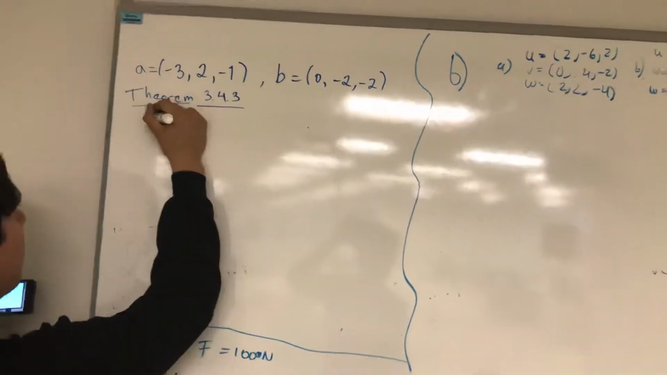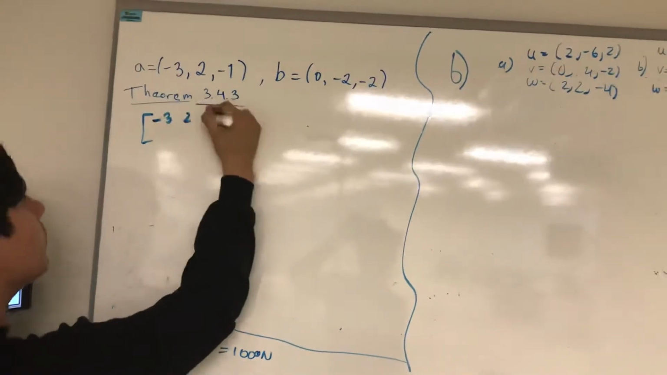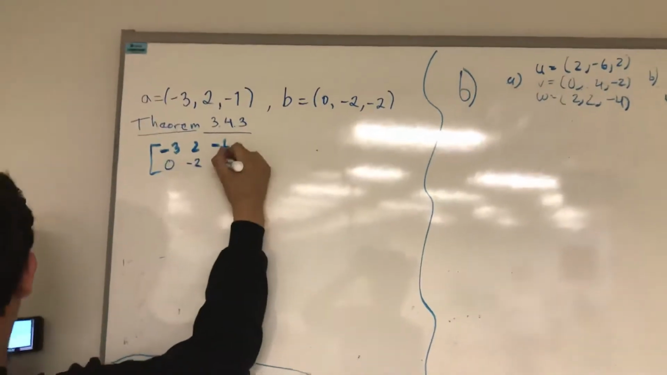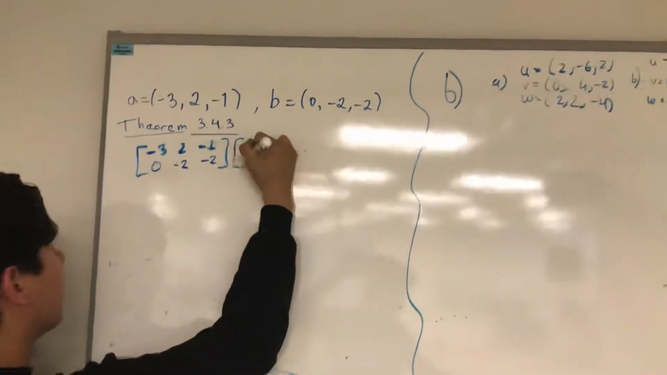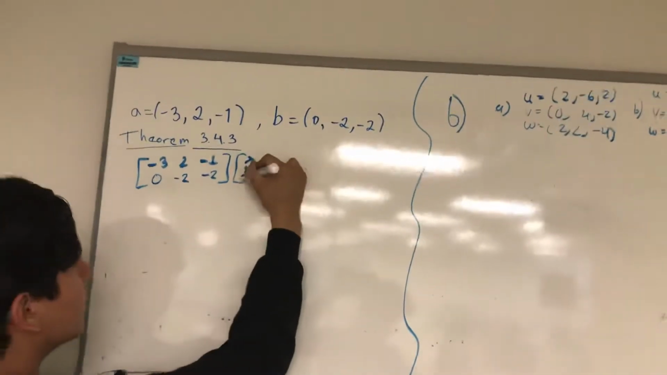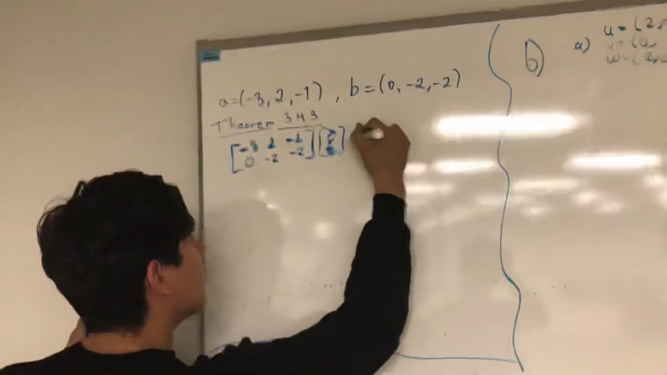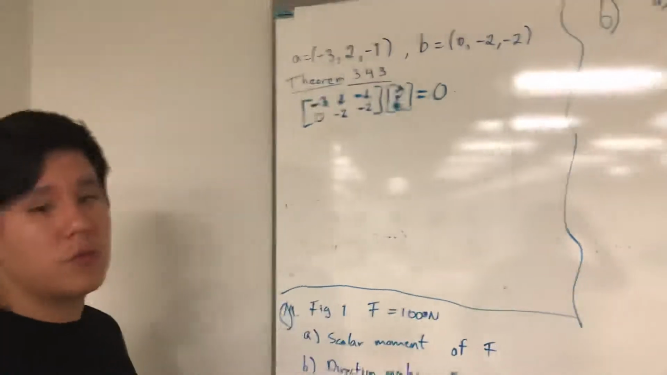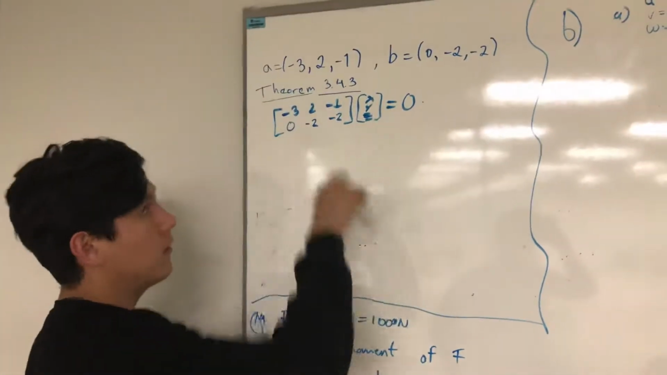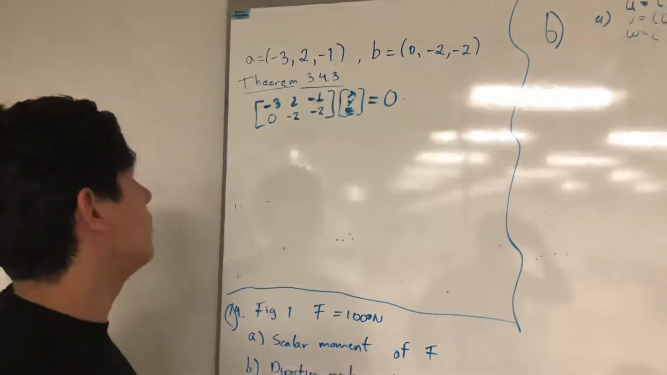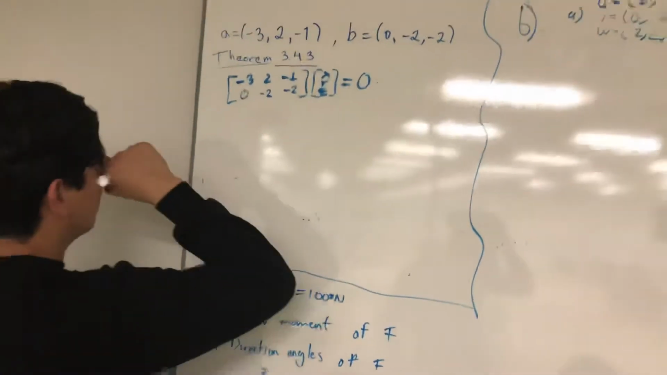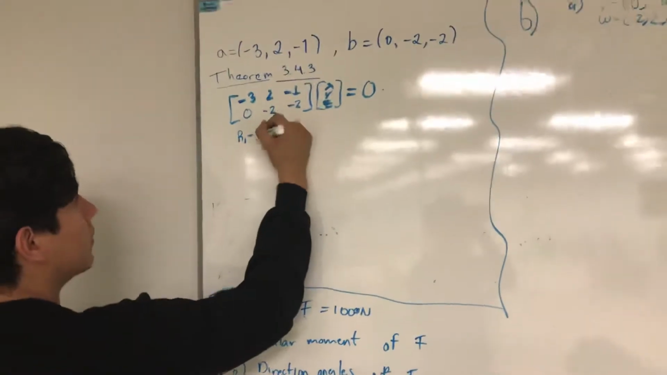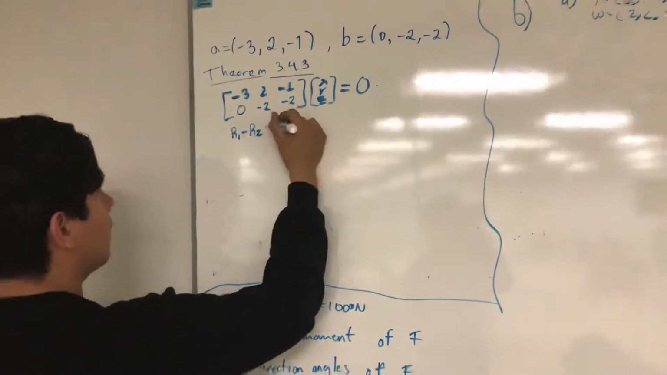There will be -3, 2, -1, 0, -2, -2, times x, y, z equals 0. So next we have to find our matrix by Gauss-Jordan elimination. By doing this, we have to subtract R1 minus R2.